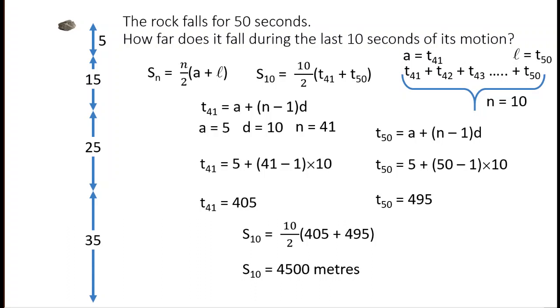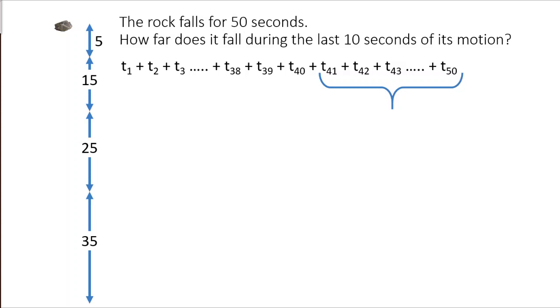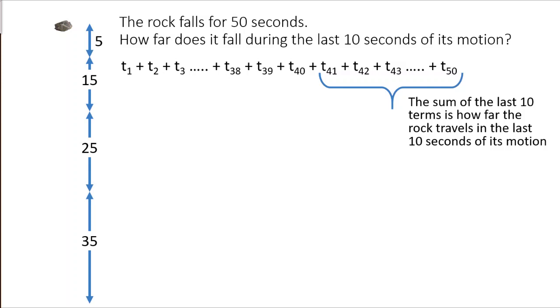But there is another way of solving this problem. Now, if I add up every single term in this arithmetic sequence, I'll work out the total distance that the rock falls for 50 seconds. But I only need to work out how far it falls in the last 10 seconds. So it's those terms, the last 10 terms. The sum of the last 10 terms is how far the rock travels in the last 10 seconds of its motion. That's what I'm really after.